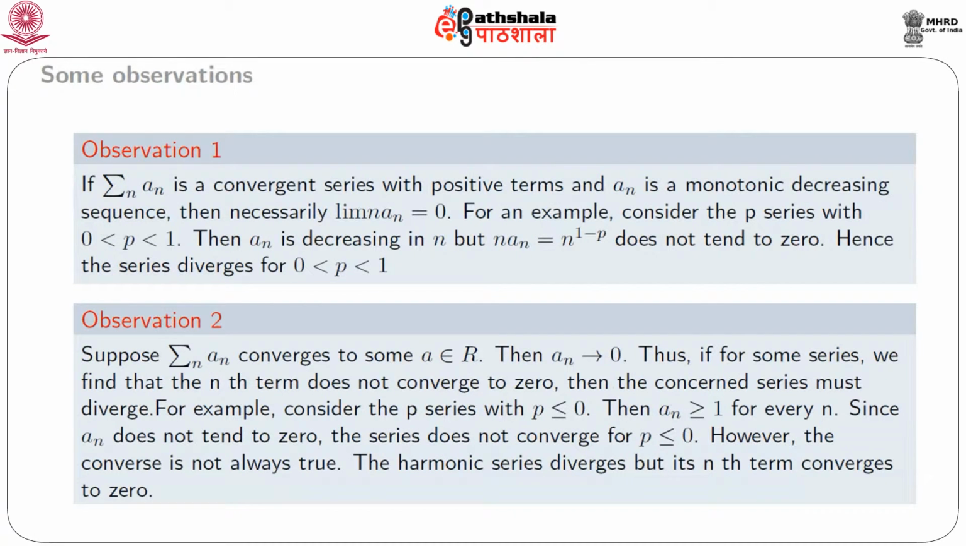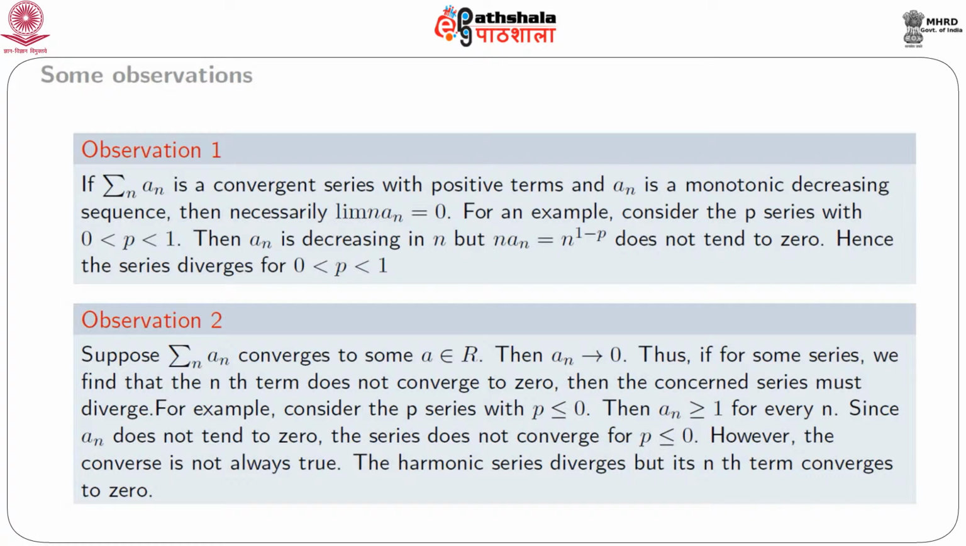First one is, if summation an is a convergent series with positive terms and an is a monotonic decreasing sequence, then necessarily limit of n multiplied by an equals 0. For an example, consider the P series with 0 less than p less than 1. Then an, that is 1 by n to the power p, is decreasing in n, but n times an is n to the power 1 minus p, which does not tend to 0. Hence, the series diverges for 0 less than p less than 1.